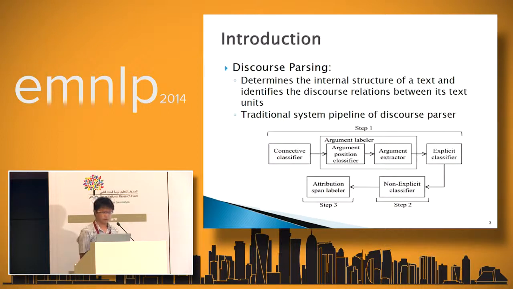The task of discourse parsing refers to determining the internal structure of a text and identifying the discourse relations between its text units. In a traditional system, a discourse parser consists of a pipeline of classifiers as shown in this figure. We have a connective classifier, argument labeler, explicit/non-explicit classifier, and the attribution span labeler. The focus of this paper will be on the argument labeler, because previous work shows that argument labeling is the hardest among the other modules.